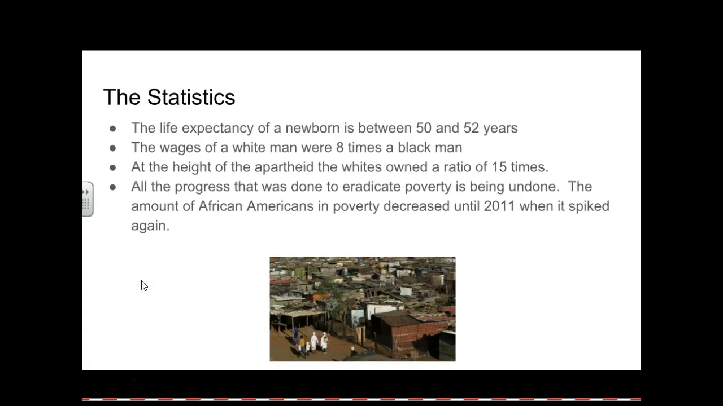So these are the statistics. The life expectancy of a newborn is between 50 and 52 years. This is what they kind of lived in. And then at the height of apartheid, the whites owned a ratio of 15 times more than the blacks. All progress that was done to eradicate poverty is being undone. The number of African Americans in poverty decreased until 2011, when it spiked again.